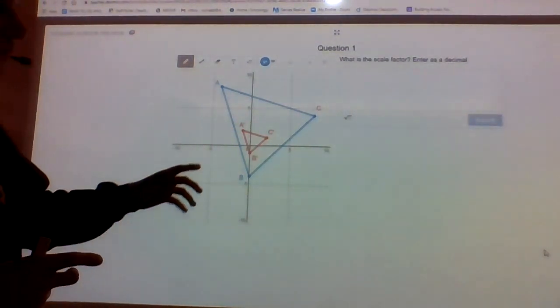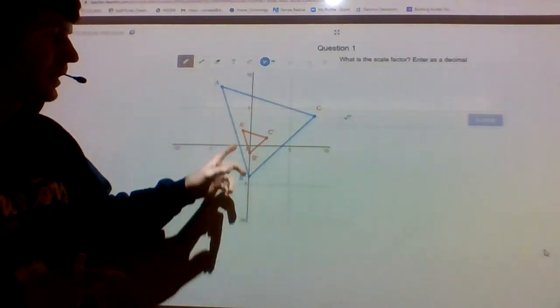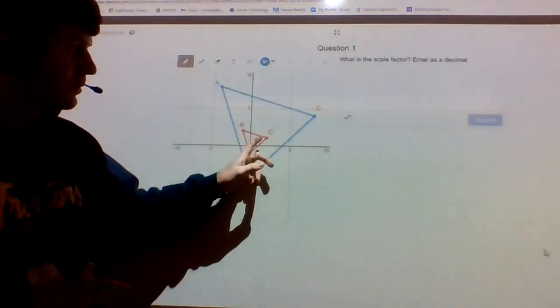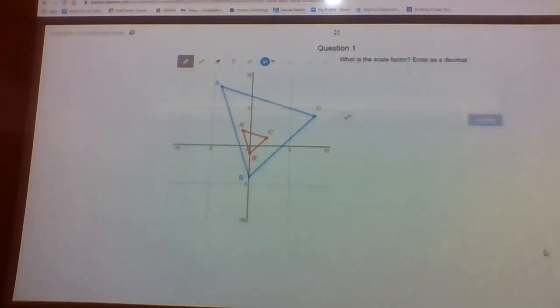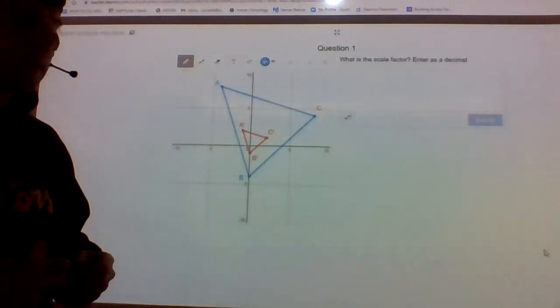And this is a contraction. We're going from the blue one to the red one. So we're going from A, B, C to A prime, B prime, C prime. And so the question is, what is the scale factor? How much smaller or how much larger is it getting?